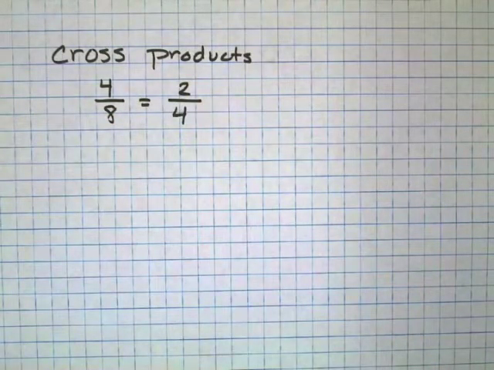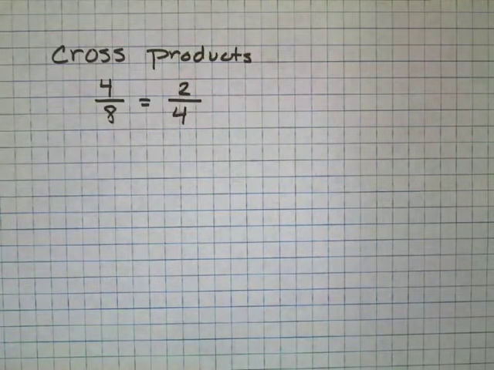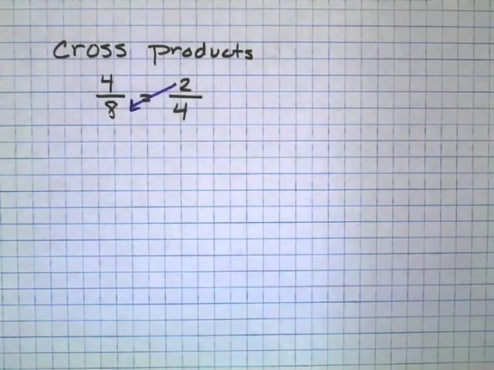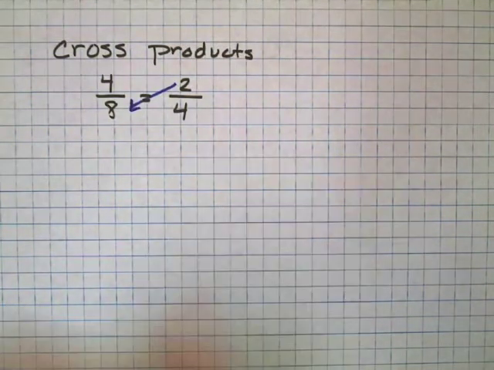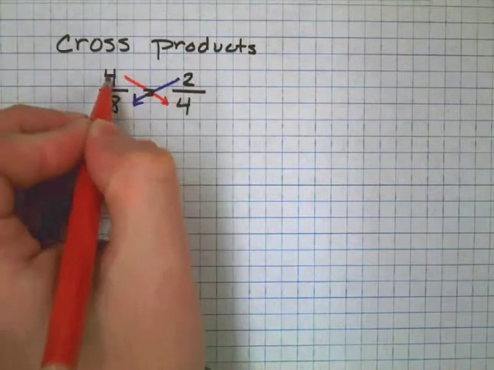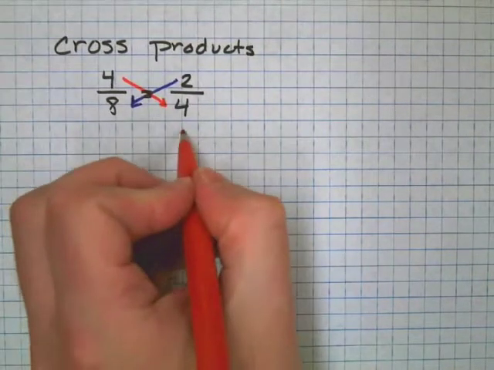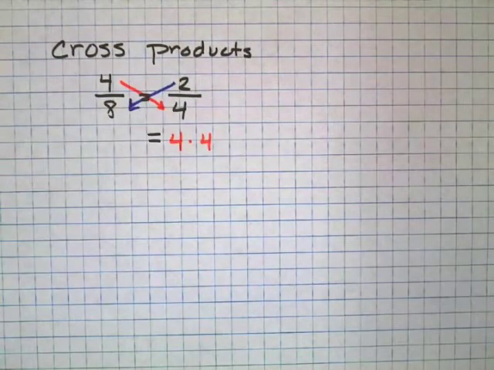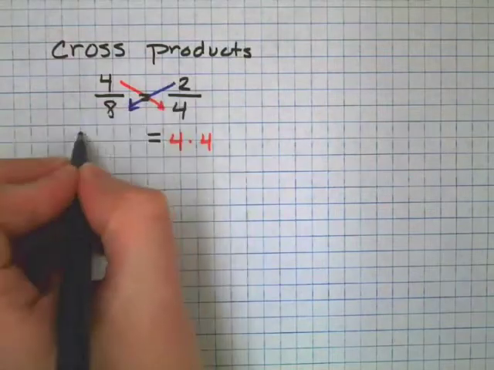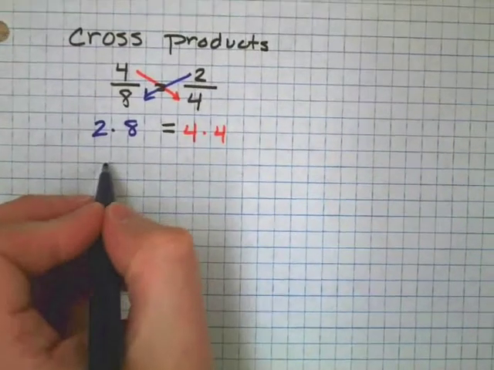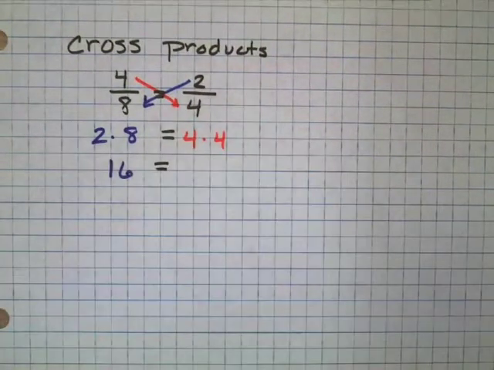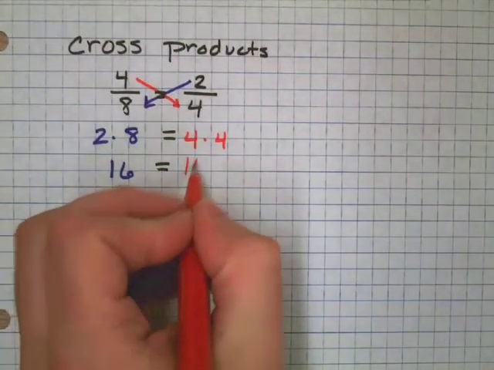Now, we know that these are equivalent right now, but cross products basically says that I can multiply across. I can multiply this denominator and numerator, and I can multiply this numerator and denominator, and so I end up with 4 times 4, and the equal sign is still there, and I end up with 2 times 8. 2 times 8 is 16, and that is equivalent to 4 times 4, which is 16 also.